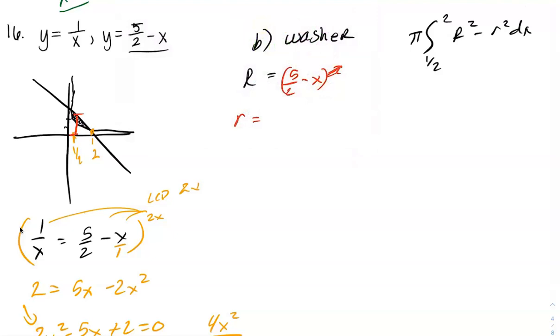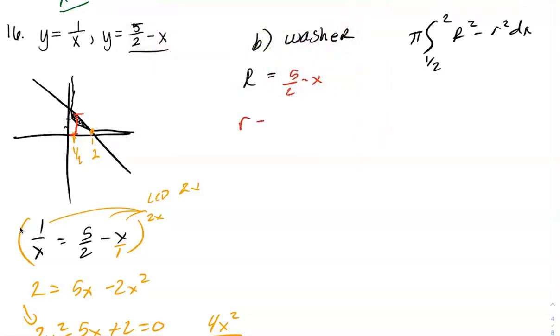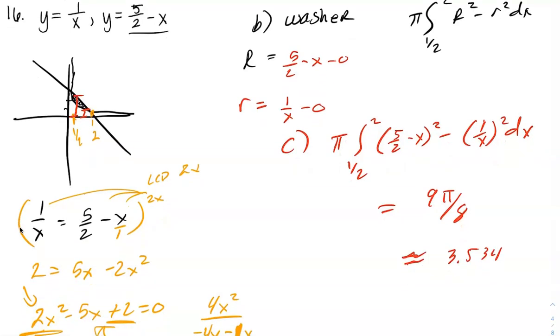Yeah, no need to square it. When I plug in the function, I'll square it. My little r is the reciprocal function to the bottom. So 1 over x minus 0, which makes my equation pi times the integral from 1/2 to 2 of big R squared minus little r squared dx. Do it by hand, you get this. Do it approximate on your calculator, you get 3.534. So there we go.